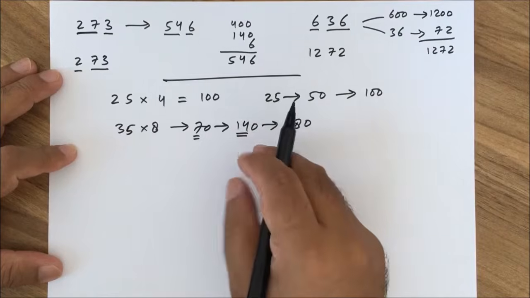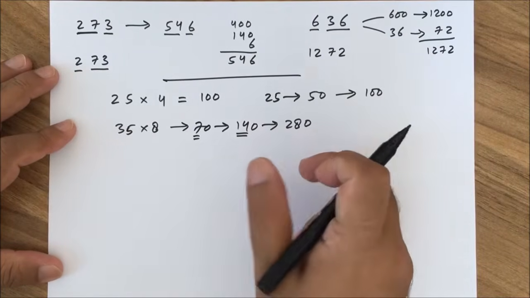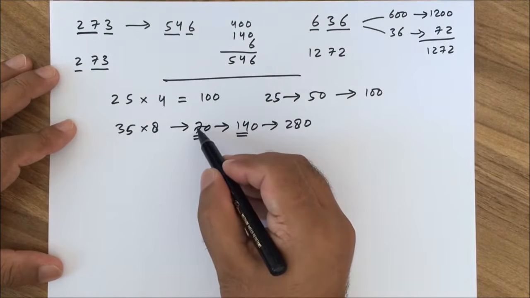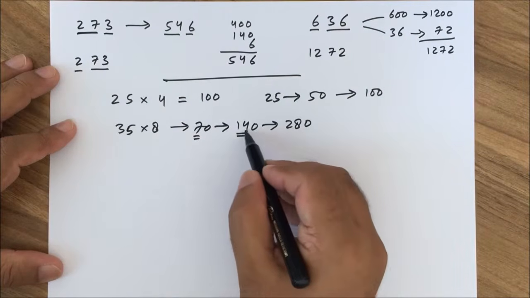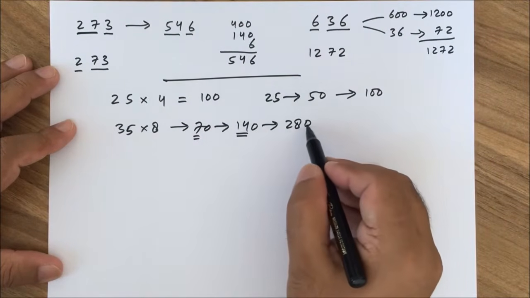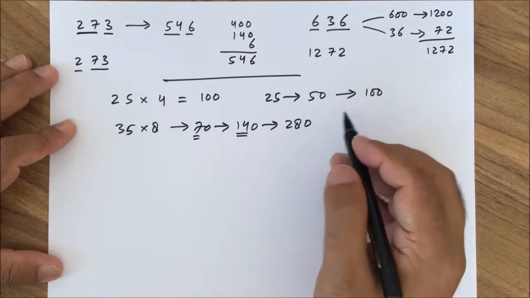So we always have to make it easier. Double of 7 is 14 and I put 10. Double of 14 is 28. I have put 0. That's my final answer.